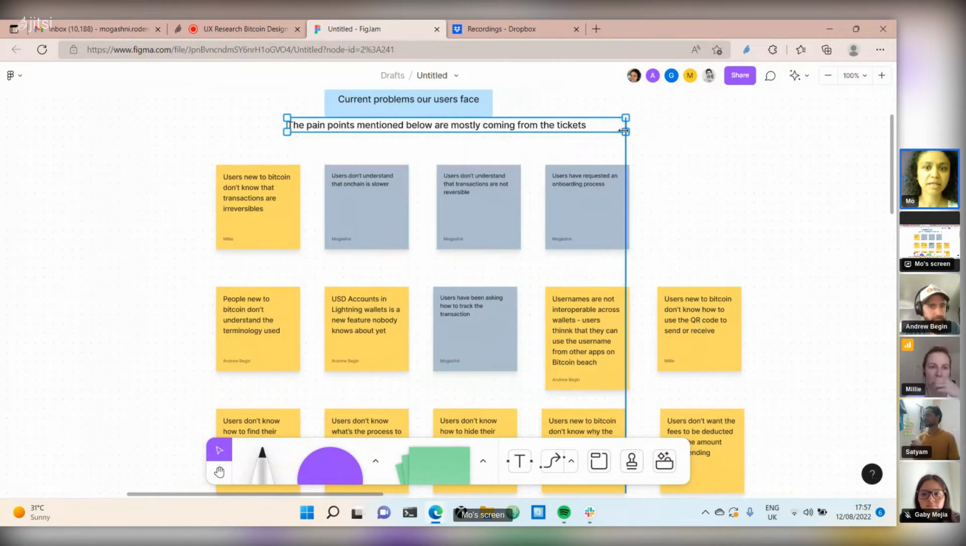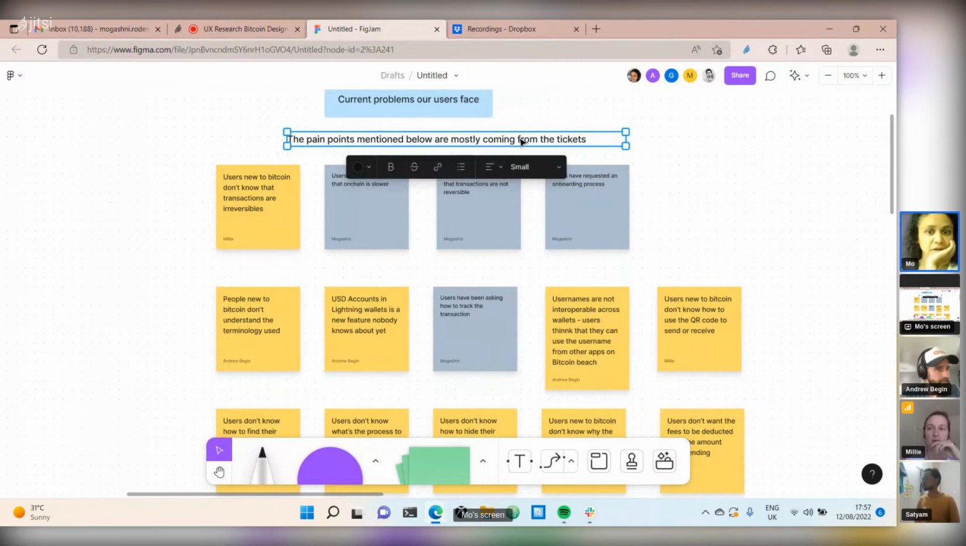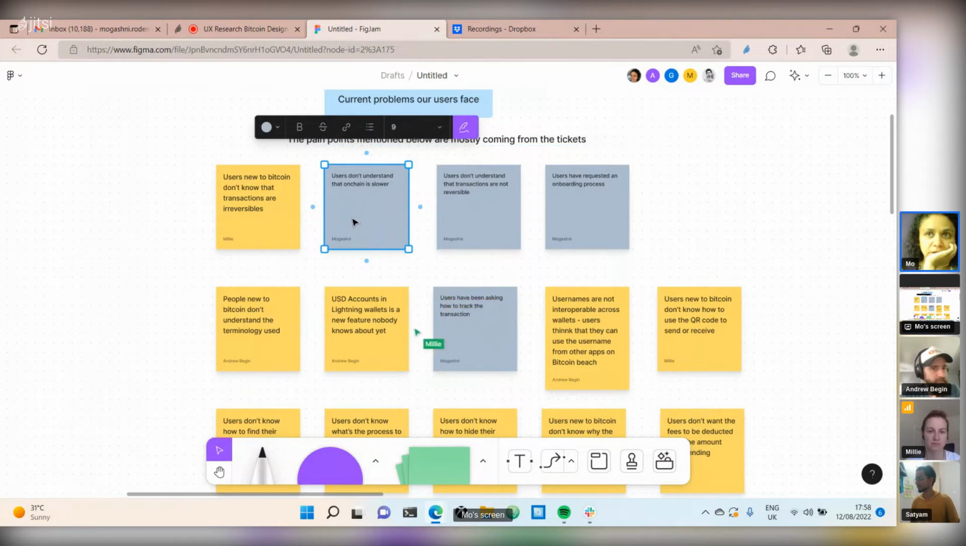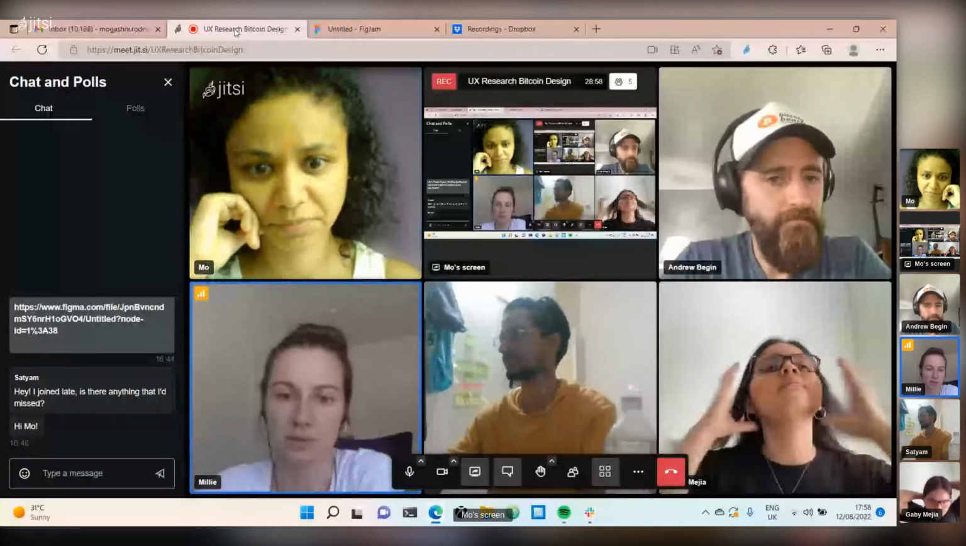So I'm guessing you guys get more than one ticket for the same type of question. Is there a way to count how many tickets you've had for, like, "we don't understand that on-chain is slower," or is it difficult to group and count that at the moment? Because at the moment they're just tickets in GitHub, I'm guessing. So these are customer support tickets. There's Salim, who's a customer guy at Bitcoin Beach Wallet.